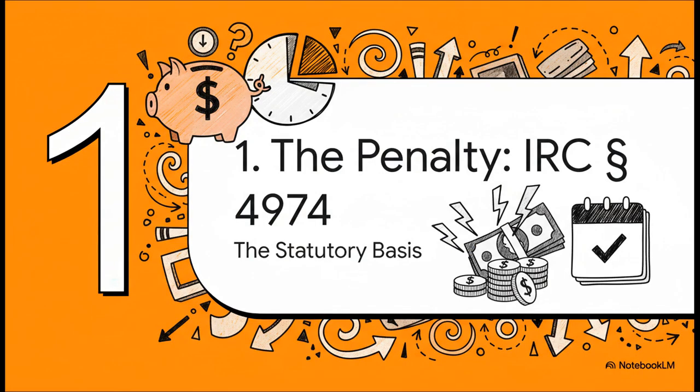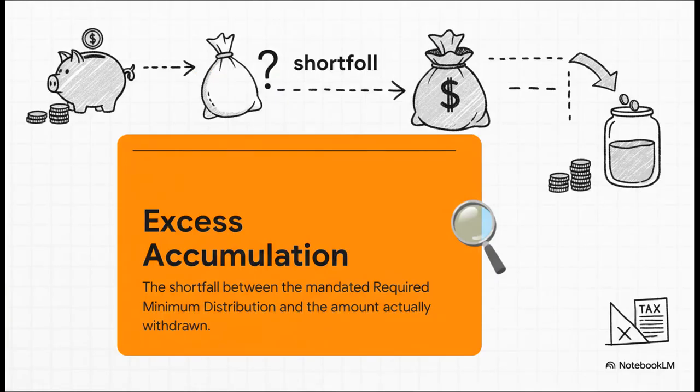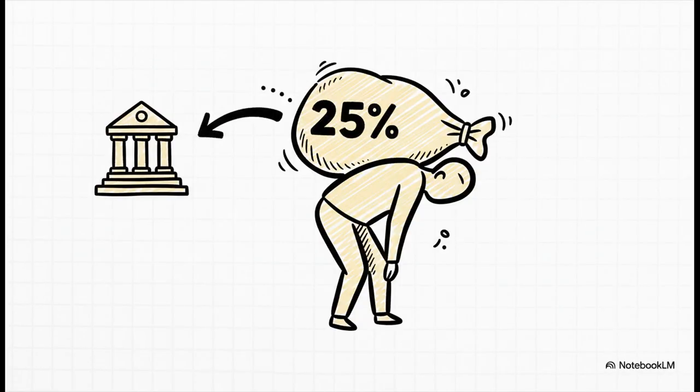Okay, so let's start at the beginning with the foundation itself, Internal Revenue Code Section 4974. This is the specific piece of the tax code that gives the IRS the authority to assess these penalties on missed retirement distributions. Everything else we're going to talk about today builds right on top of this. The entire penalty system is built around this one core concept, excess accumulation. It sounds complicated, but it's really not. It's just the difference between the amount the law required a person to withdraw and what they actually took out. That shortfall amount, that's the exact number the penalty's based on. Simple as that.